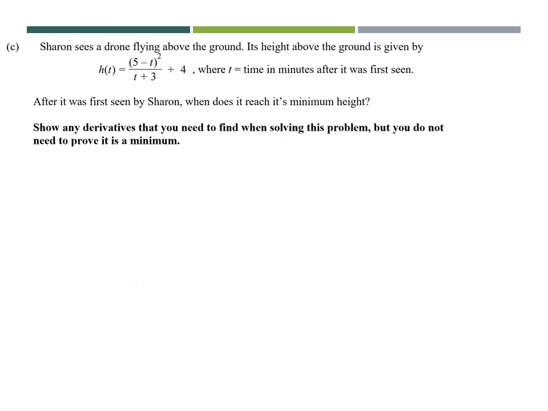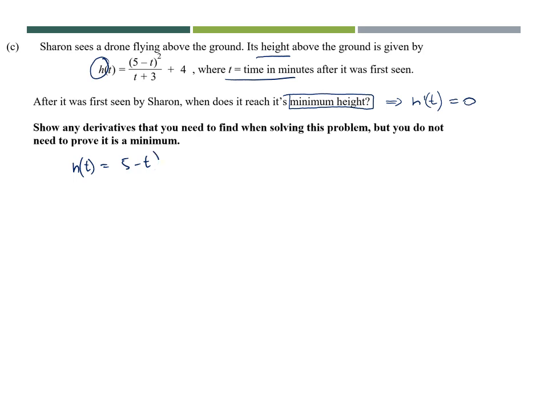Okay, so Sharon sees a drone flying, where h is height and t is in minutes. We would try to find it for a minimum height. Minimum height suggests that I have to find where the gradient is 0. So if I carry on going here, I've got this function here.